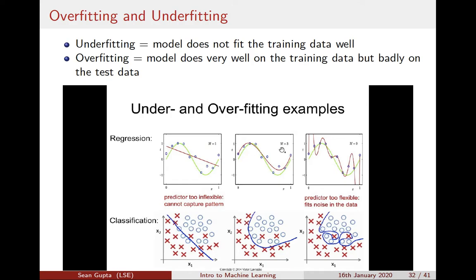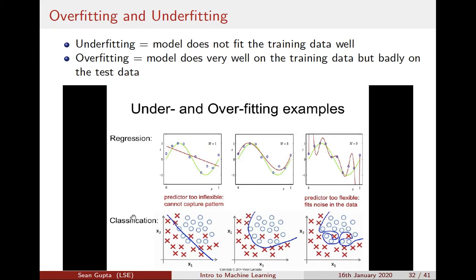What you want is something in the middle. This is a cubic polynomial, so this has terms x, x squared, and x cubed, and it best approximates the green line. So the training error is not exactly equal to 0. You will have some training error, but at the same time, it does manage to capture the pattern.